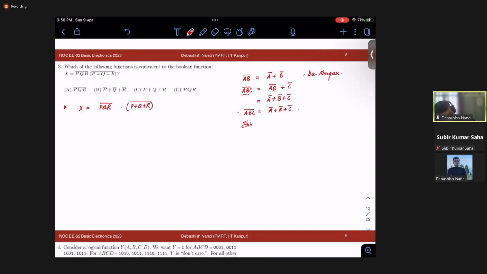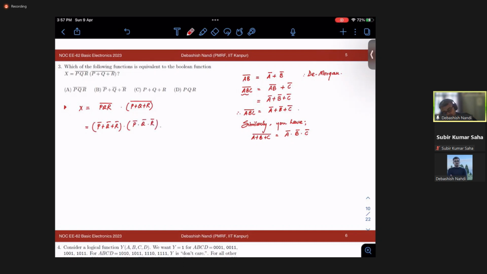Okay. Similarly, you have A plus B plus C bar. You can show that it will become this. Okay. So can we use this De Morgan's law here? Yes, we can. We will have P bar plus Q bar plus R bar. Then we have this stuff, right? P bar, Q bar, R bar.